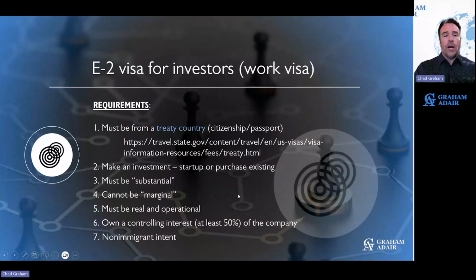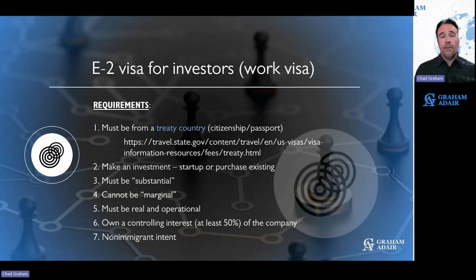Okay, so the next requirement is that you're making an investment. As I said earlier, this can either be a company that you're looking to start from scratch on your own, or an existing business that you purchase. So your money can go toward the startup or an existing business. It must be what's called a substantial investment, and I'll show you on the next page what that means. These are just some of the terms to keep in mind. It cannot be marginal. It must be real and operational.